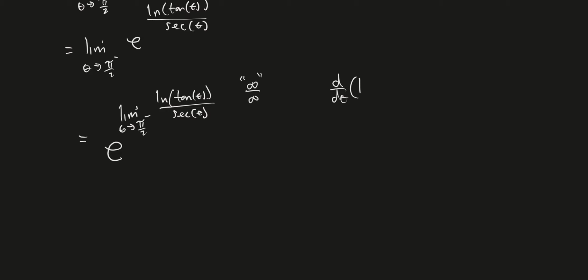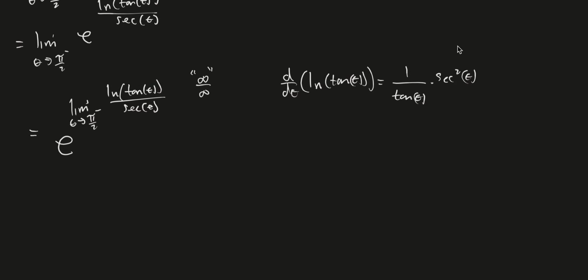So the natural log of the tangent of theta, that's going to give me 1 over tangent, and the derivative of tangent is secant squared theta, right? So I'm going to end up with secant squared. Now secant squared is 1 over cosine squared, and tangent is sine theta over cosine theta. How does that simplify?